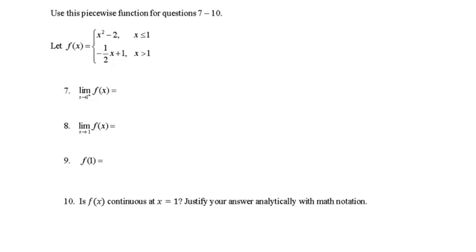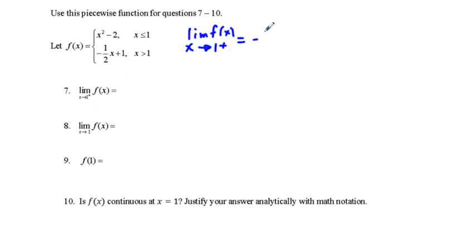Okay, the next set, use this piecewise function for questions 7 through 10. So we have this piecewise function here. Problem 7. The limit as x approaches 1 from the right of f of x equals. Well, the right side equation is this one on the bottom. So we'll say limit as x approaches 1 from the right side of f of x equals, we're going to just plug in 1.